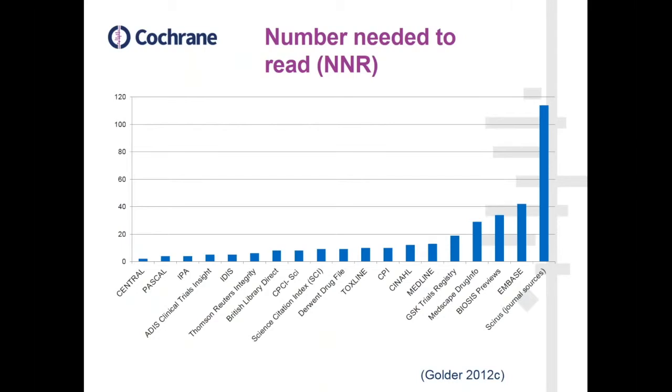Another thing to consider, though, when measuring the performance of a database or source is the number needed to read, which is the inverse of the precision, so it's similar to the precision. And as you can see from this, Science Citation Index performs quite well. Obviously, you want a lower number needed to read, because this means you're getting fewer irrelevant records for every relevant record. So Science Citation Index still performs quite well there.